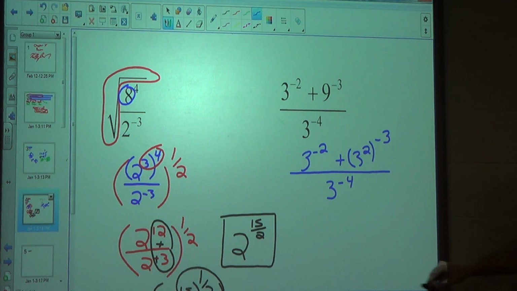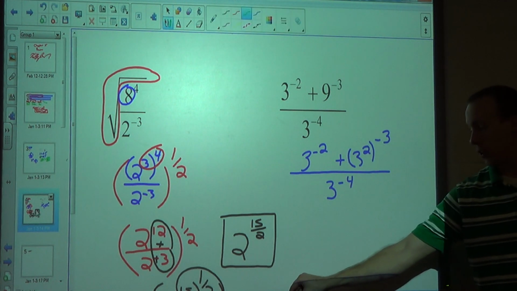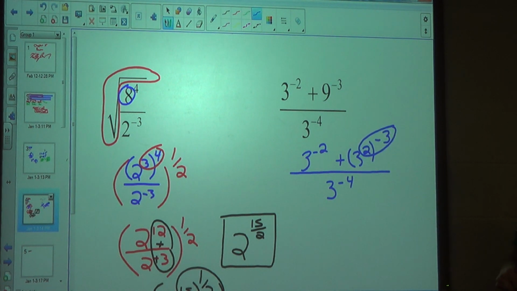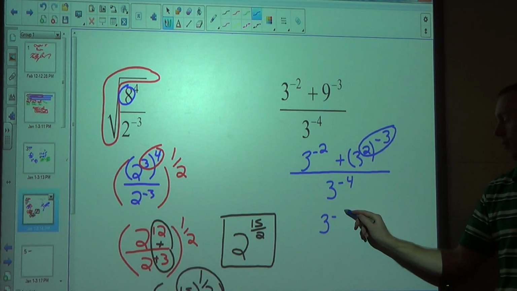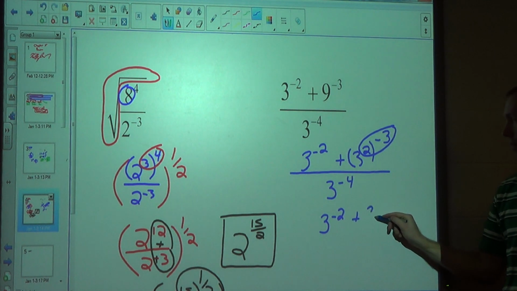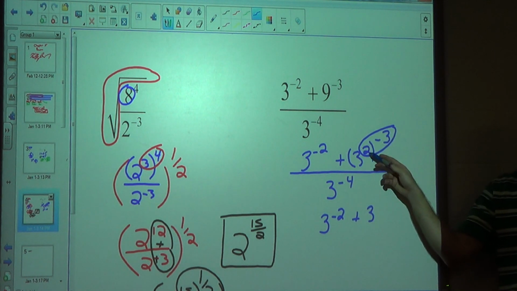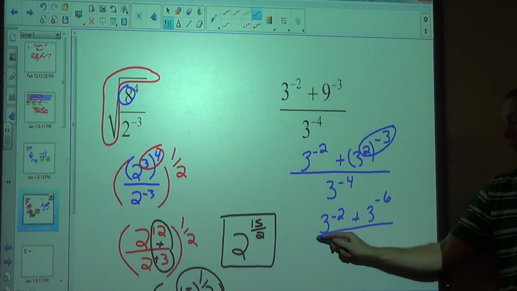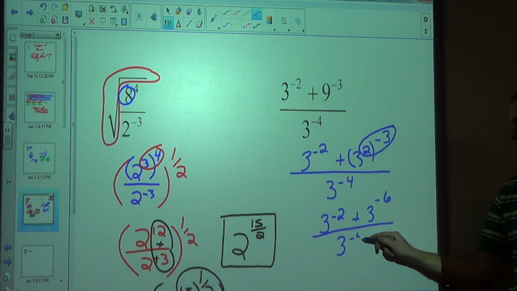3 to the something. So what do I have now next that I could do up here? Power to the power right there. And what does that give me? Negative 3. What do you do with power to power? We multiply, so it's negative 6, and then 3 to the negative 4.